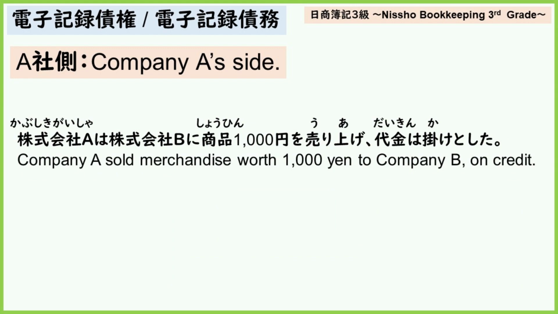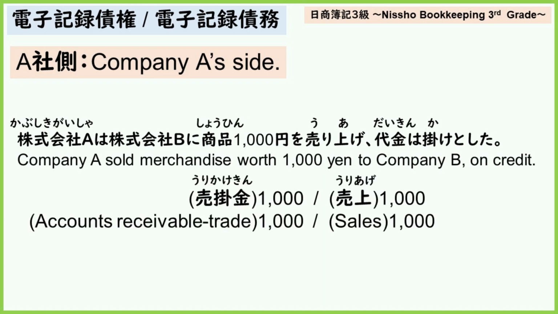Let's start by examining the journal entry on the side of Company A. Company A sold merchandise worth 1,000 yen to Company B on credit. The journal entry is as follows. Debit, accounts receivable trade 1,000. Credit, sales 1,000. Next is the journal entry to transfer this accounts receivable trade to electronic record of receivable.